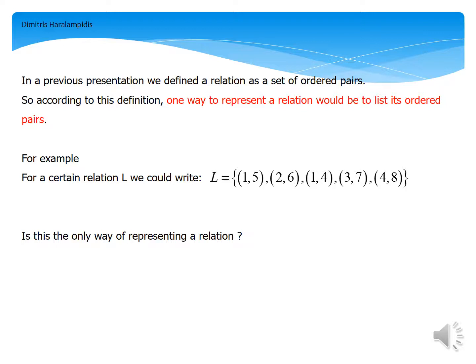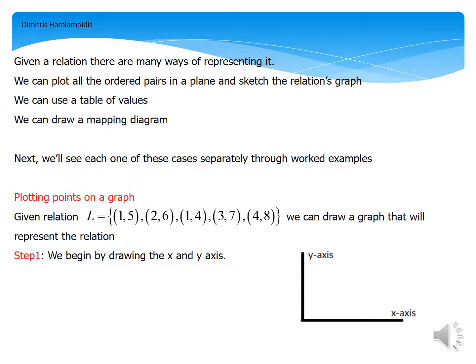For example, for a certain relation named L, we could write L as the set that contains ordered pairs (1, 5), (2, 6), (1, 4), (3, 7), and (4, 8). Now the question is: is this the only way of representing a relation? The answer to that question would be no, it's not. In fact, given a relation, there are many ways of representing it.